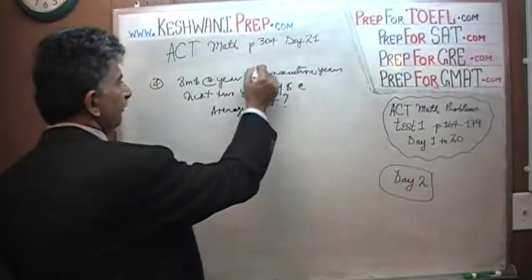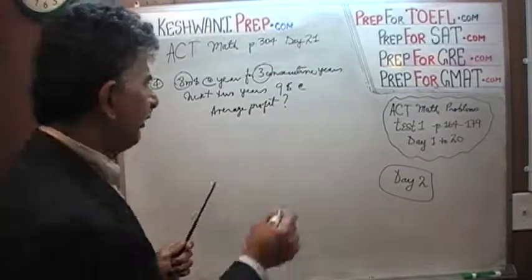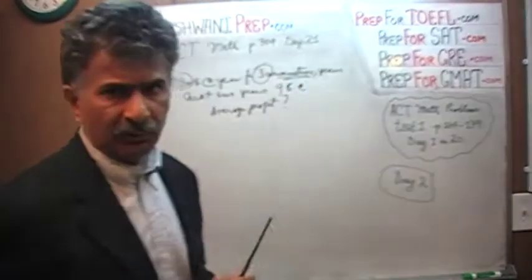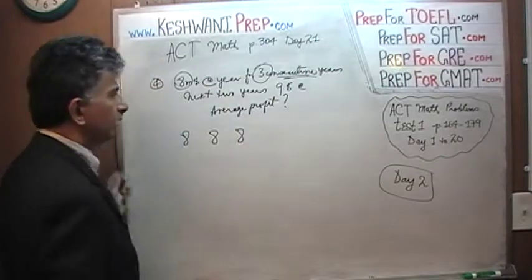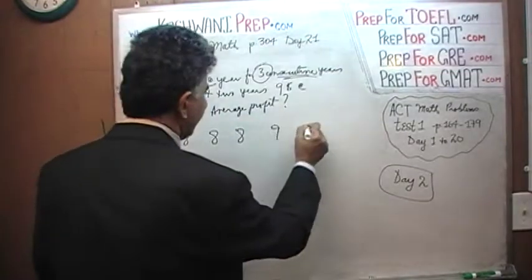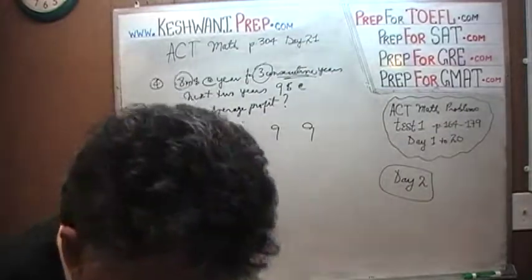This is what you do. We have 3 years where we had a profit of $8. They don't have to be consecutive. Consecutive plays no role. The point is that we have 3 numbers which are 8, 8, and 8, and then we have 2 numbers which are 9 and 9. They could be in any order. The point is, what you have to understand is this part.